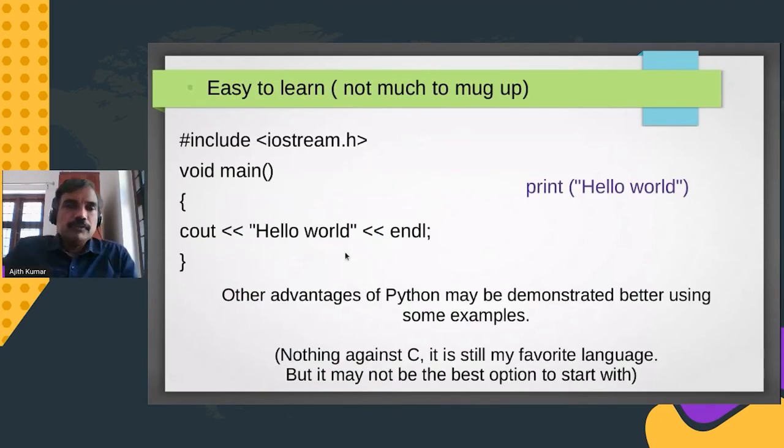First thing is, it is easy to learn, no doubt, because a Hello World program in C++ is this much, and this is in Python. So there is no mugging up required, actually, right? And here I would say, C is my favorite language, but as a first language, probably this is not advisable. C is good if you are programming hardware, very close to hardware. So now, how good it is, let us just explore some simple examples.